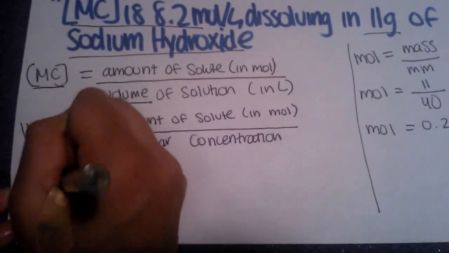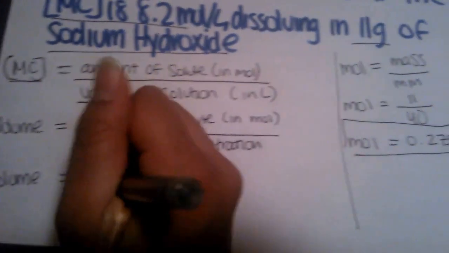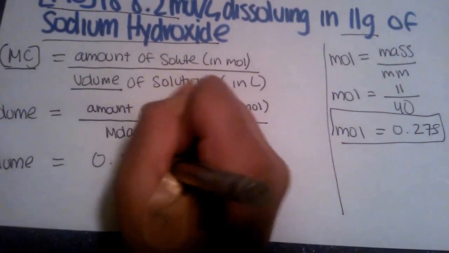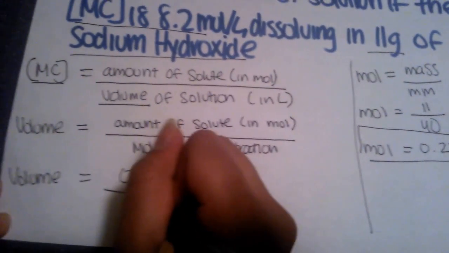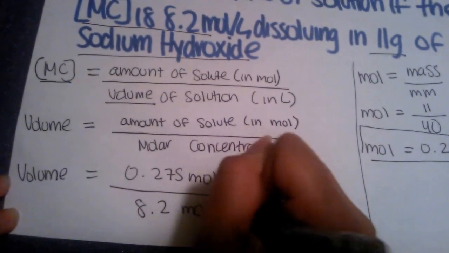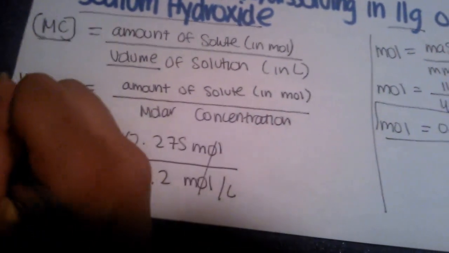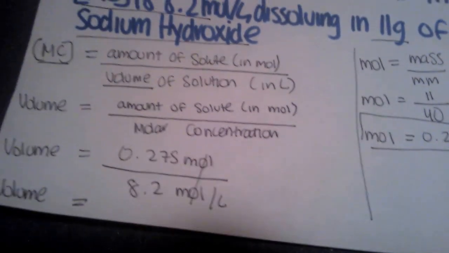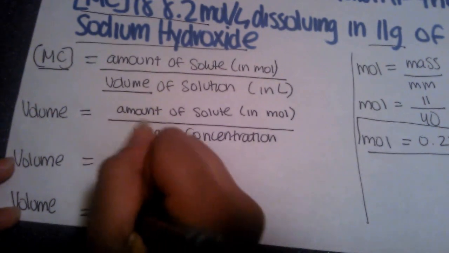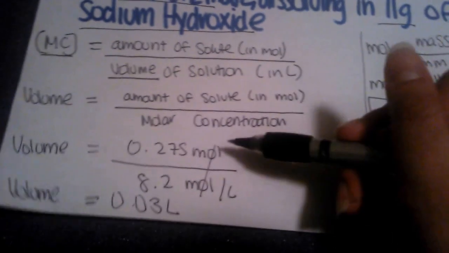Then we put it into our equation. Volume equals amount of solute, which is this, 0.275 moles, over our molar concentration, which is already given to us, 8.2 moles per liter. So we divide this, cross this out, and our volume is, I'll give you guys a second to calculate it. Our volume is 0.03 liters. So as you can see, I just divided it.